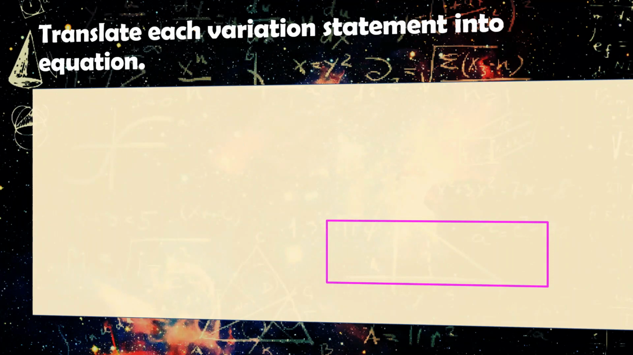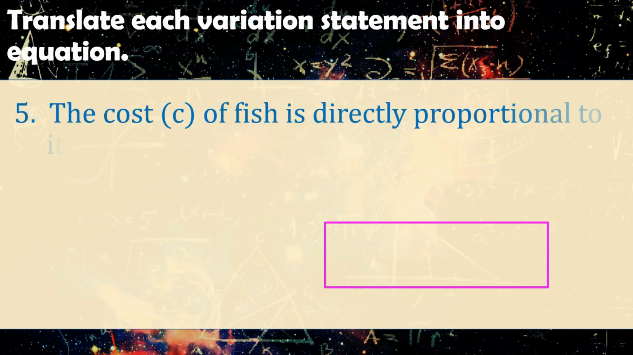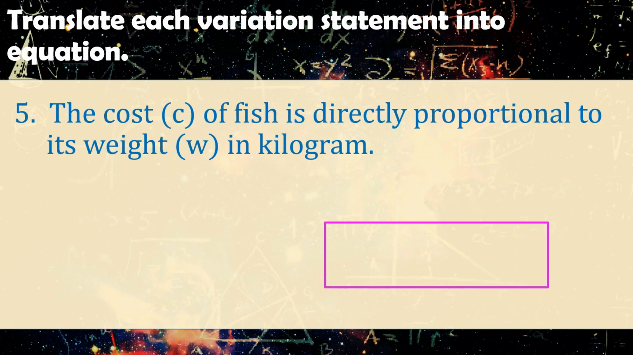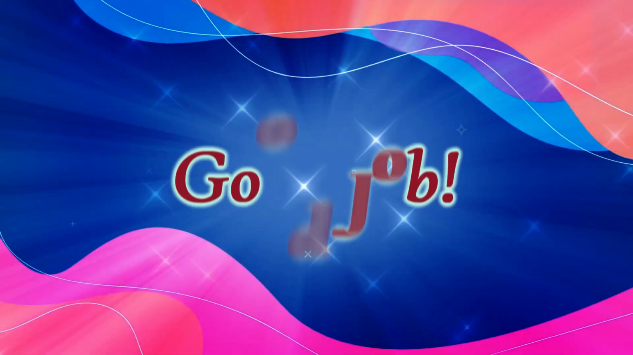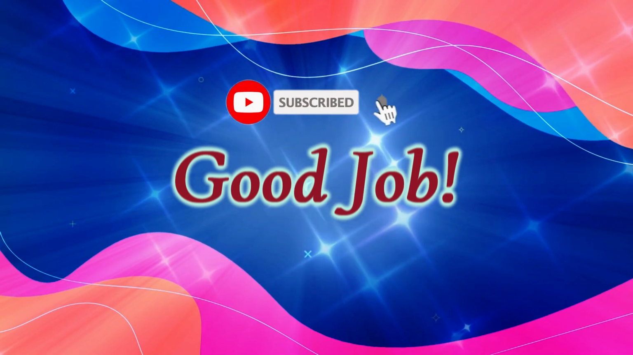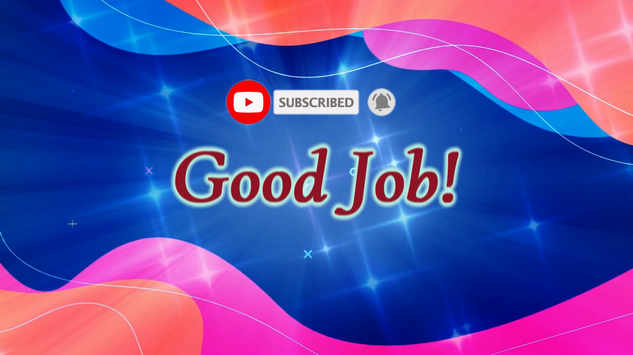Number 5. The cost C of fish is directly proportional to its weight W in kilogram. Awesome, you've got it right. The answer is C is equal to K times W. Well done, my dear students. Good job. So now, you are ready for our next lesson.